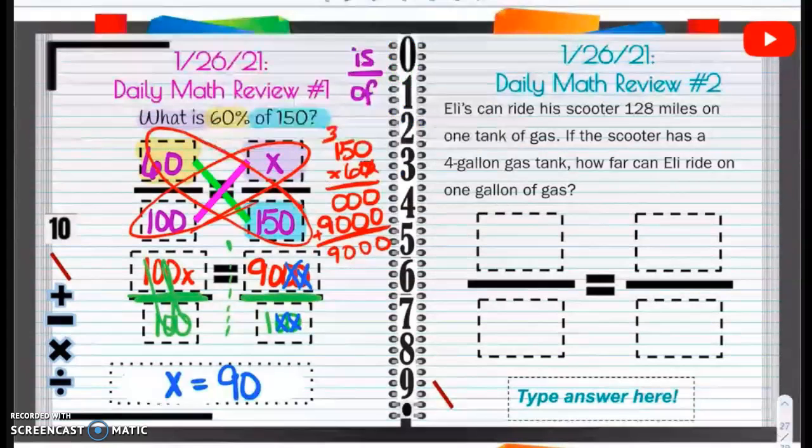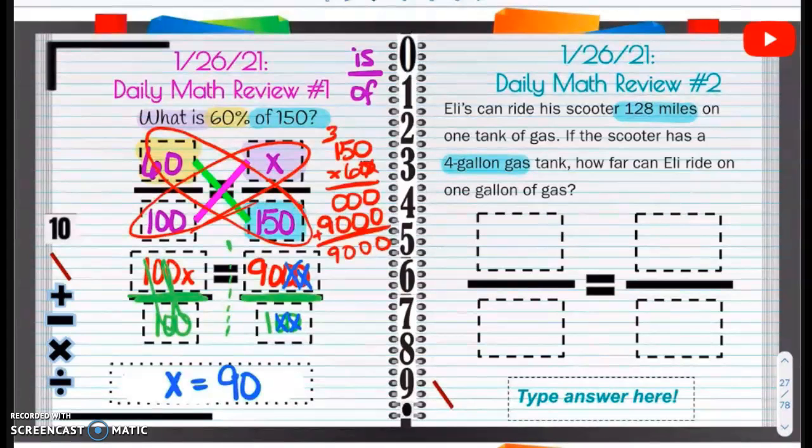So Eli can ride his scooter 128 miles on 1 tank of gas. So it's an electric scooter. If the scooter has a 4-gallon gas tank, how far can Eli ride on 1 gallon of gas? So he can ride his scooter 128 miles. So at 128 miles, that's on 1 tank of gas. Each tank of gas has 4 gallons of gas.